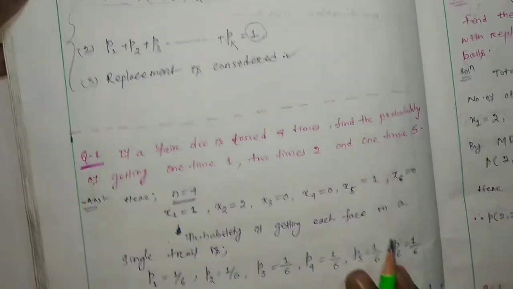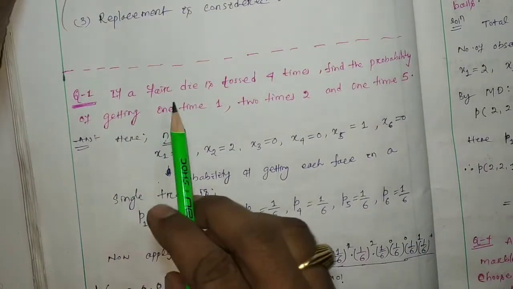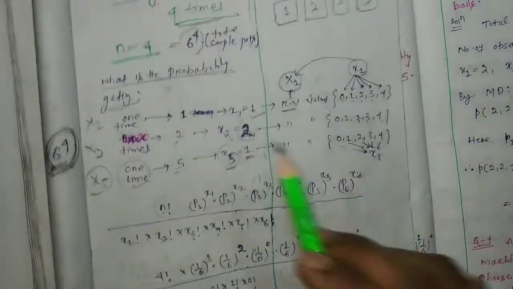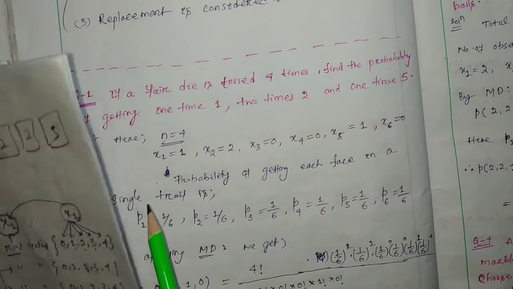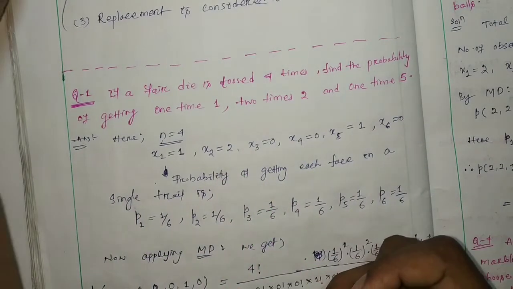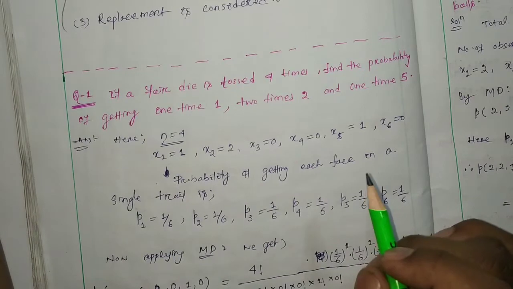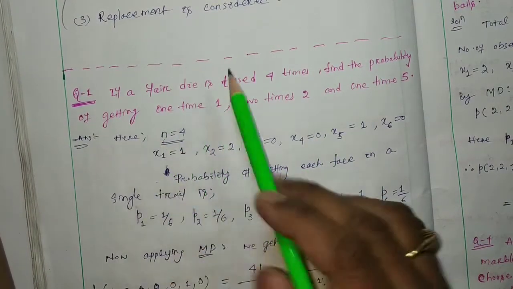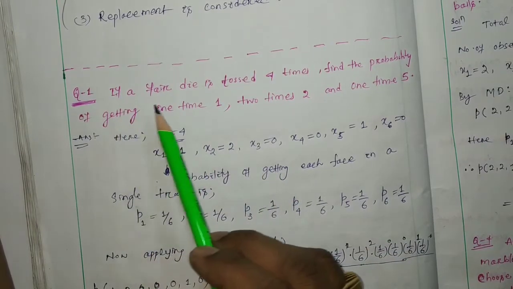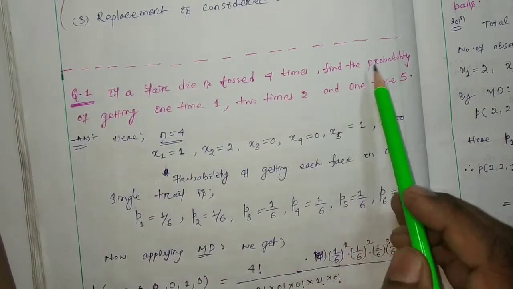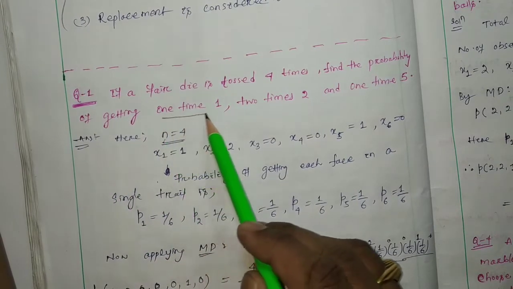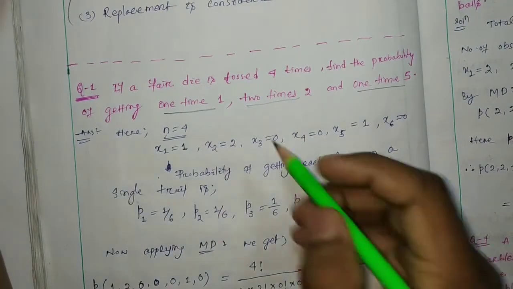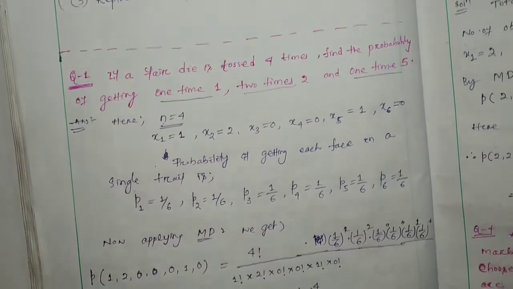So the first question: if a fair die is tossed four times, this question we already discussed in our last class, but here I have written it again systematically, that you have to write down in your note itself. If you have written, no problem. If you have not written, here you have to write systematically. If a fair die is tossed four times, find the probability of getting one time one, two times two, and one time five. So how are we going to do this?